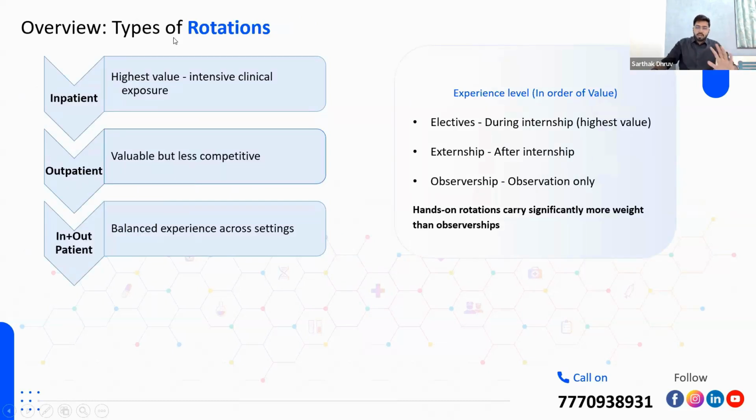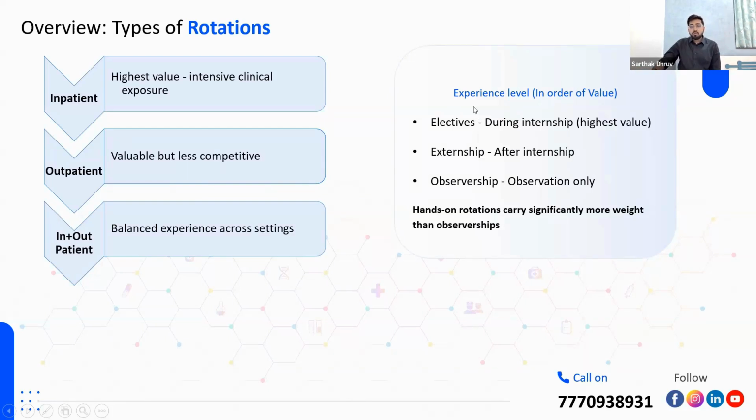So what are the types of rotations? This is very basic information, but I've seen people around the world who lack knowledge regarding it. Inpatient rotation, which we say is wards or ICU, is the highest value. Outpatient is OPD, or outpatient department, and there are rotations which provide inpatient and outpatient both together. But inpatient has the highest value. Then comes inpatient and outpatient together, and at the last is outpatient.